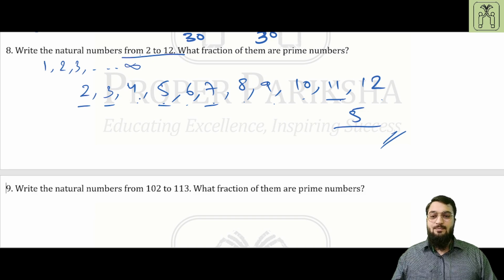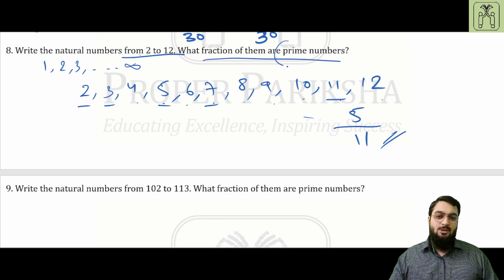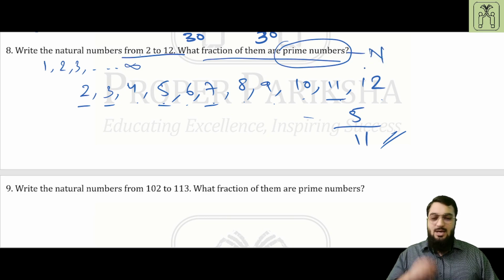So 5 upon 11 is the correct answer. So what fraction of them are prime numbers? Therefore, the number of prime numbers will be written as the numerator, and the total group or the total number of entities in a set will be written in the denominator, that is 11.